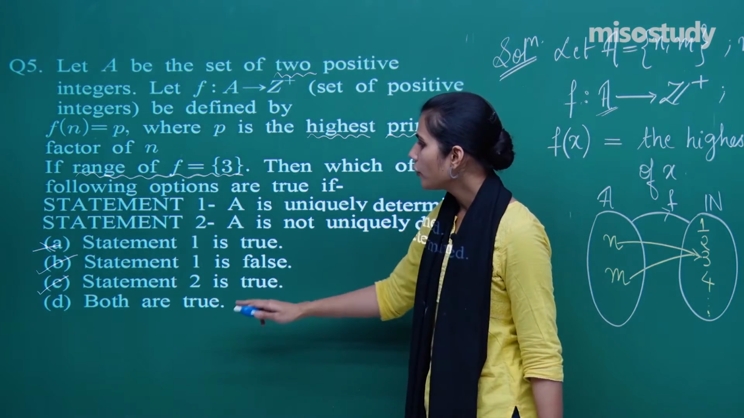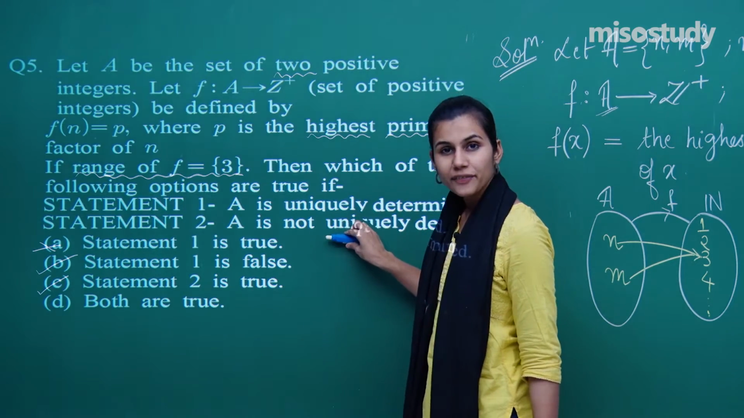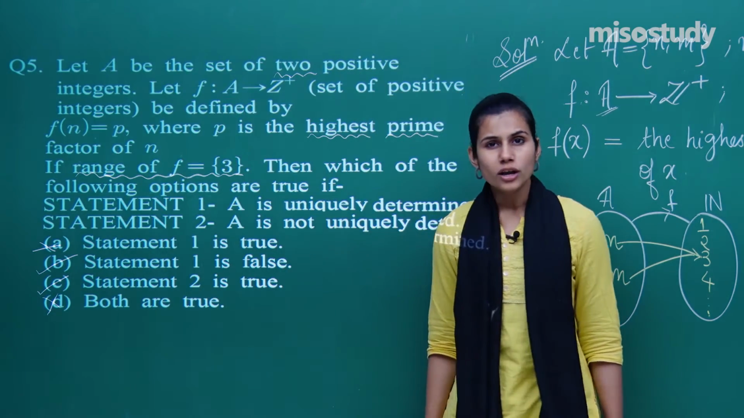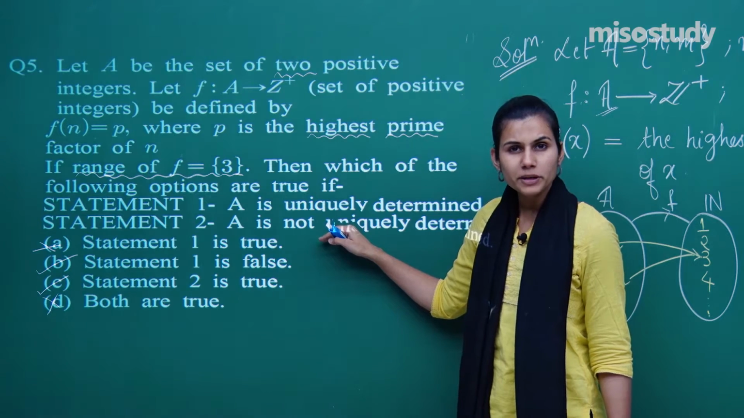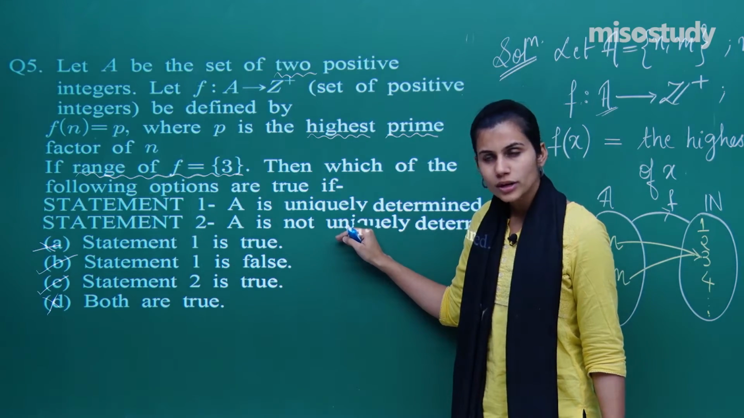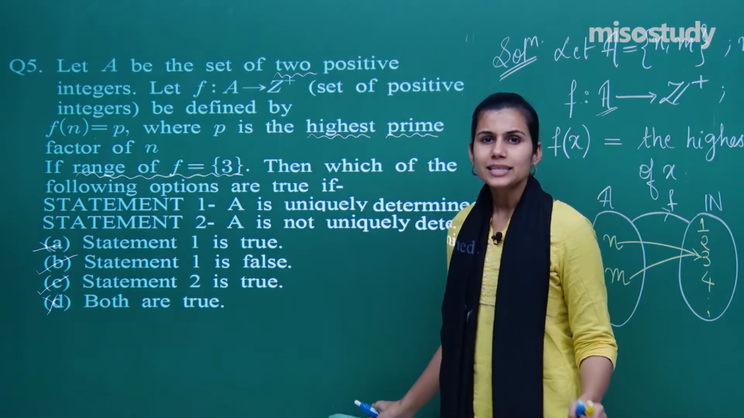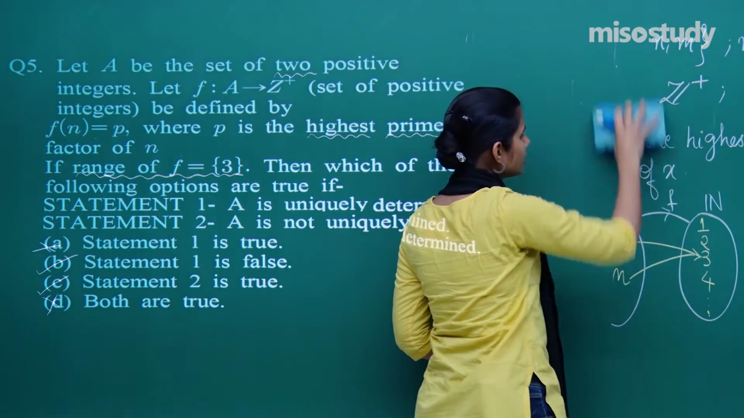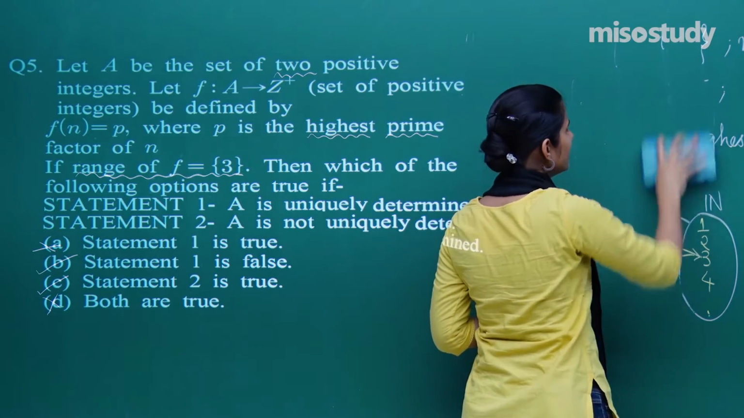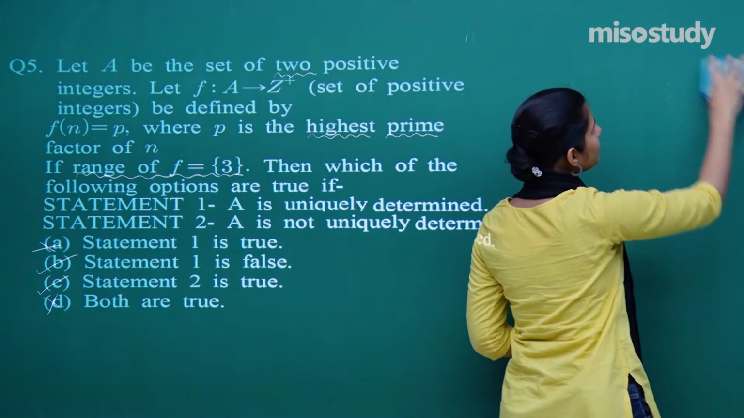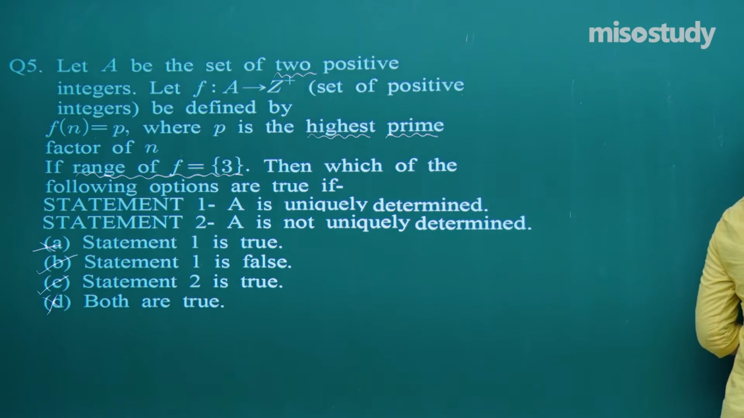And D says both are true. Is this also true and this also true? Of course not. If statement 1 is true, statement 2 cannot be true. If statement 2 is true, statement 1 cannot be true. In this case, statement 2 is true and statement 1 is false. That's how we have dealt with this question concerning functions, because the same behavior of functions was being exposed by different sets A. That is why using that particular idea we have obtained the correct solution of this question.